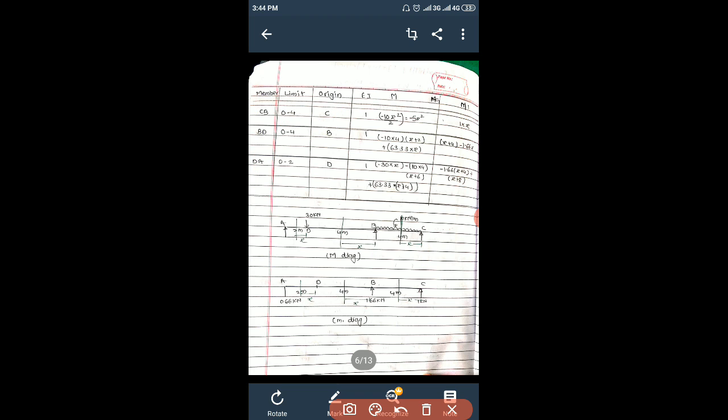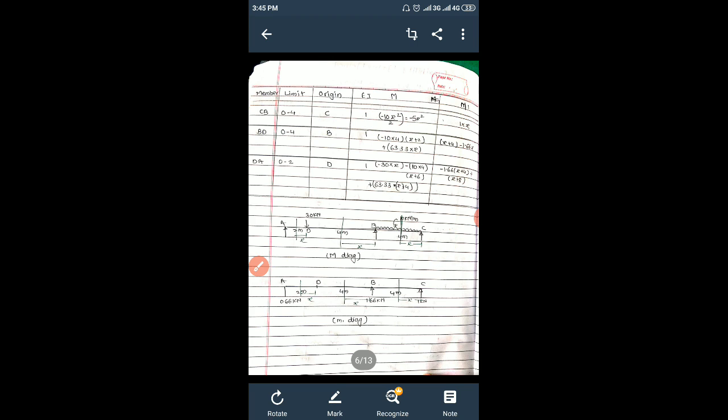Now here we have considered this span CB, and we are going to cut the section at a distance x. This distance x is unknown. What is the load over here? It is a UDL of 10 into x, and it will act at a distance of x by 2. That's why minus 10 x square by 2. Why did this minus come? Because this loading is downward, and it will create a clockwise moment like this.